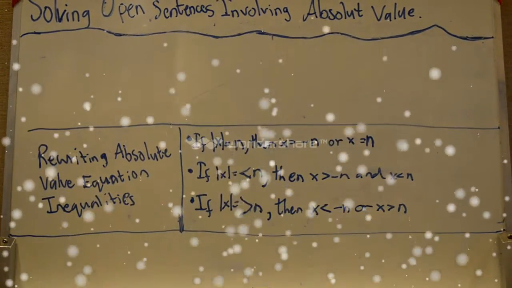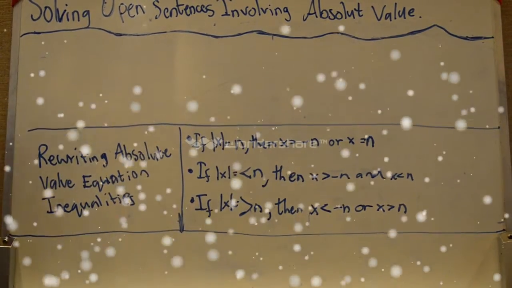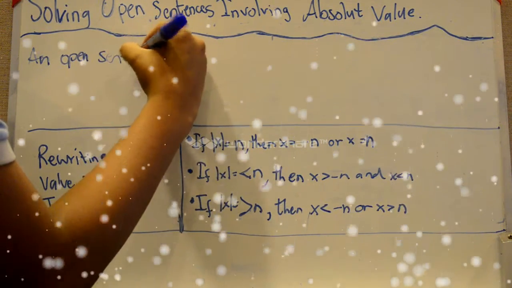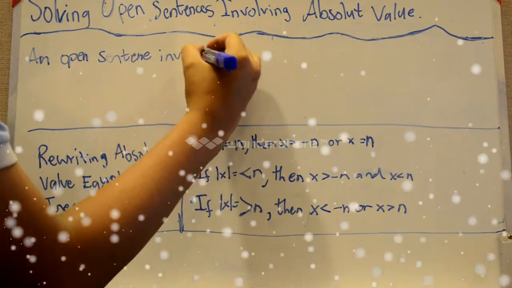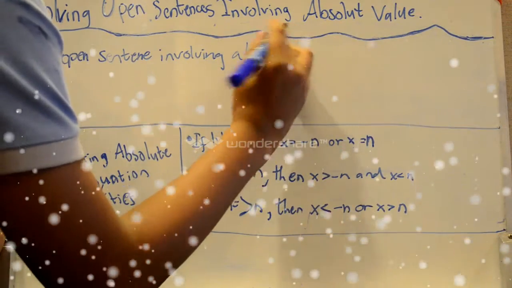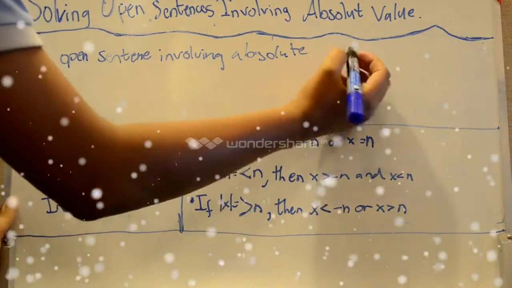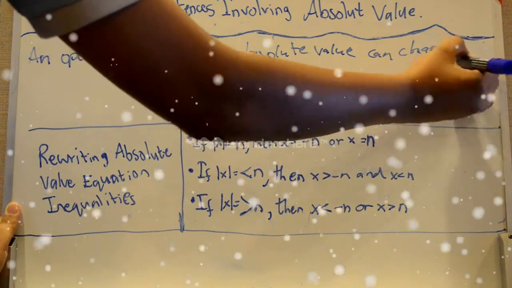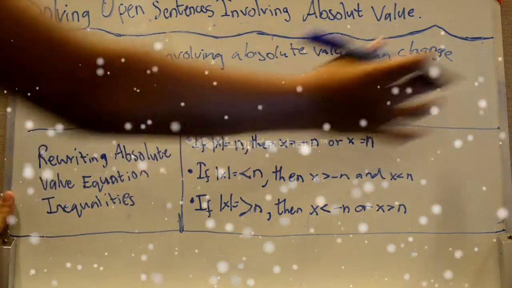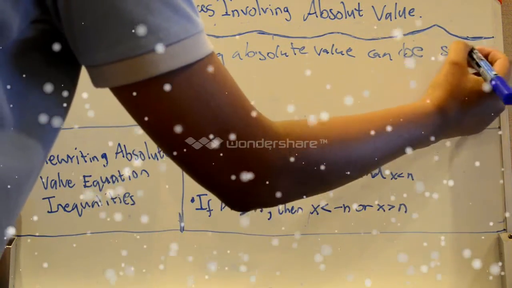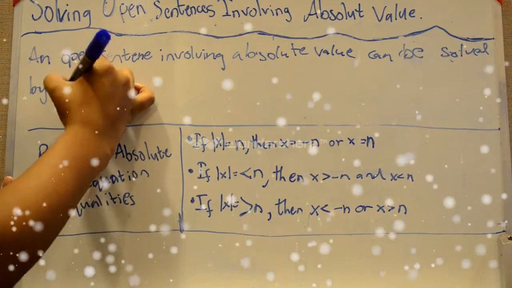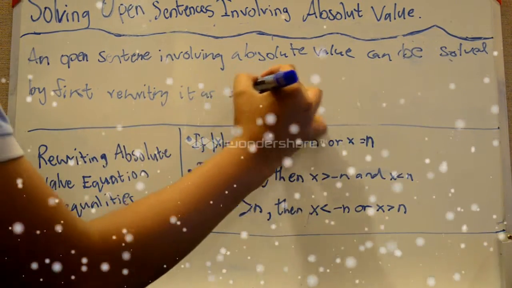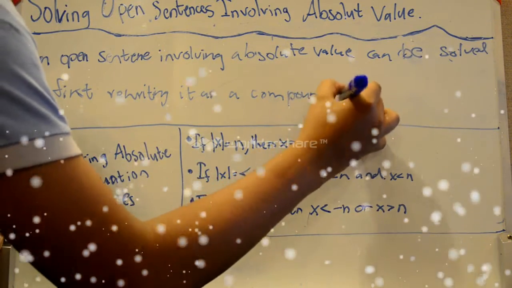So solving open sentences involving absolute value and open sentences involving absolute value can be solved by first rewriting it as a compound sentence.